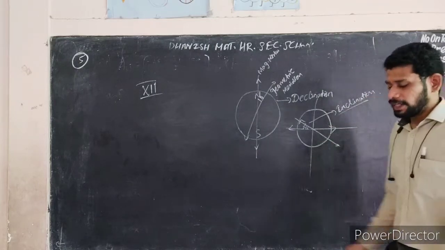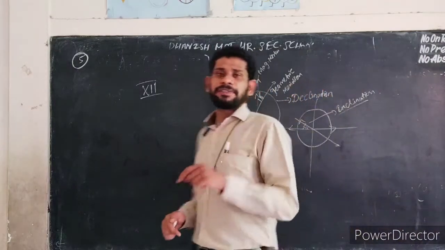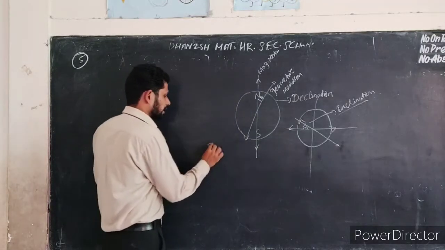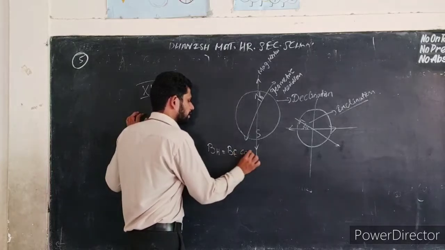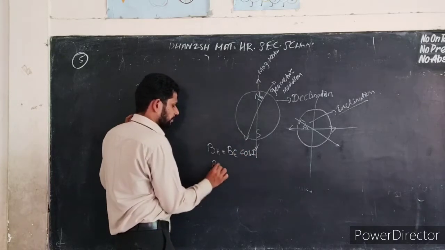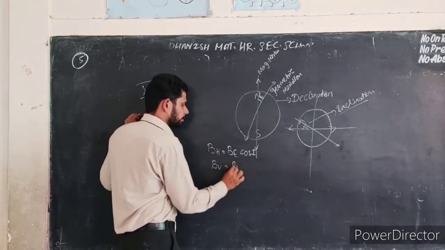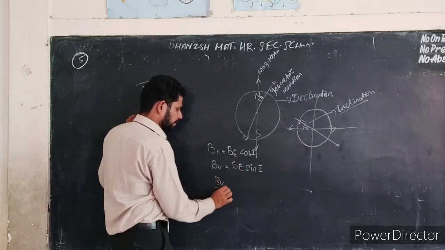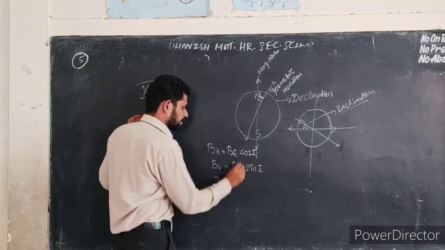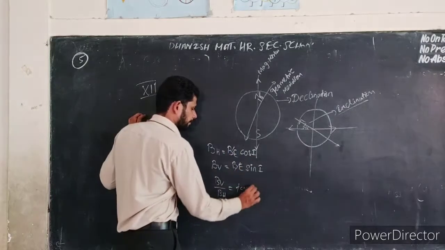Inclination. Okay. Next, the horizontal component of the magnetic field we take as BH, which will be equal to B cos I. In the vertical direction, BV will be equal to B sin I. The ratio of the vertical to the horizontal component will be equal to tan I.